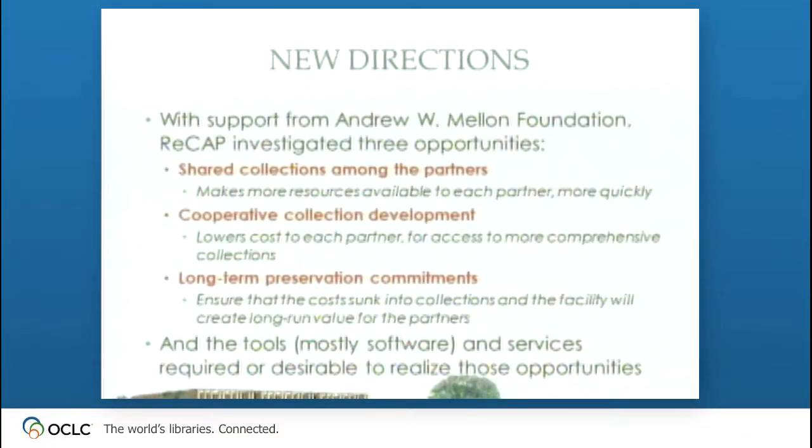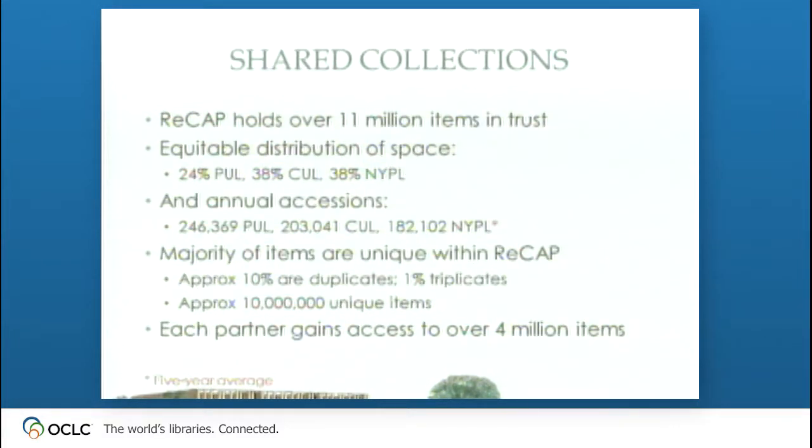With support from the Andrew Mellon Foundation, we explored a set of questions and developed a set of recommendations and ideas that have been published on our website, and you'll get that URL at the end of these slides. The project identified 3 major thematic areas for our next stage of development. One is shared collections among the partners, making those collections available to each partner more quickly. Cooperative collection development, and really solidifying our long-term preservation commitments. And along with that, developing the tools and software we need to put that into practice.